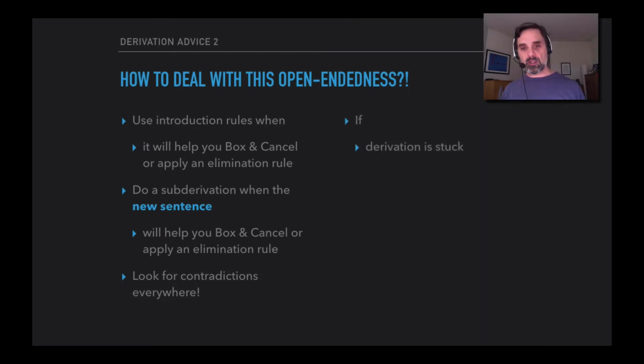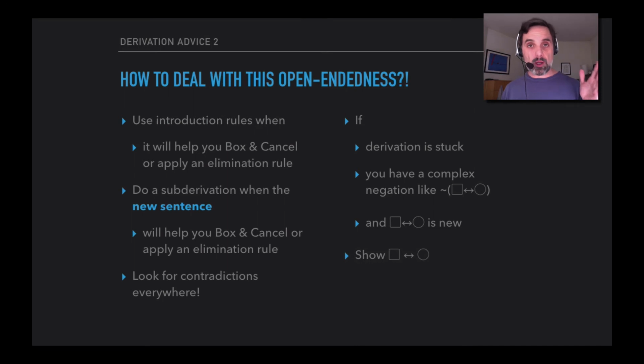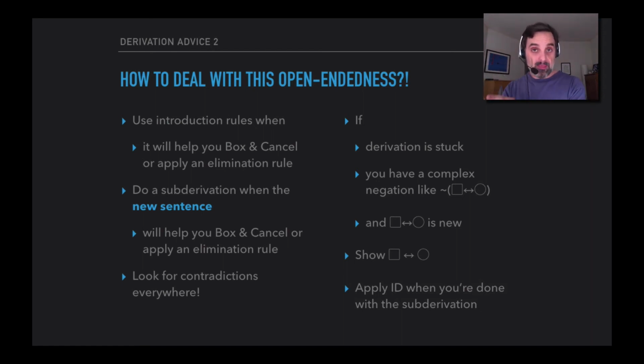If the derivation is stuck and you have a complex negation like not (box if and only if circle), and that sentence, box if and only if circle, would be new to the derivation, then you could try showing that conditional and that biconditional. Why would you do that? Because then you can apply ID when you're done. So when you have a big thing that's negated, you think, oh, I can do an indirect derivation with that thing. And you might either use an introduction rule or subderivation to get that big thing. But if there's a big negated thing, get the unnegation of it, because then you can apply ID, because it means you have a contradiction.